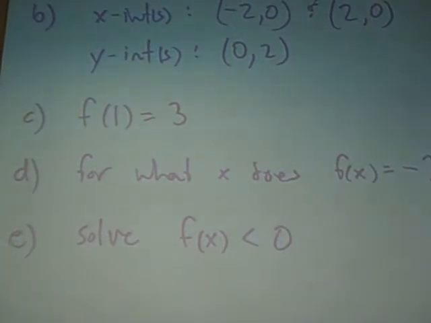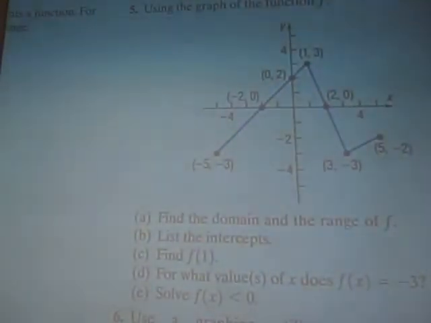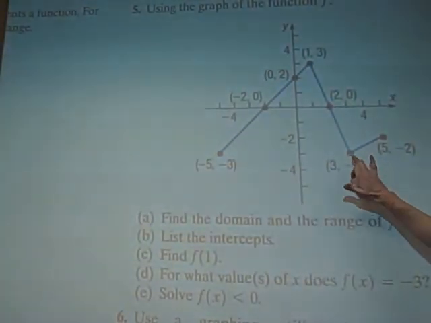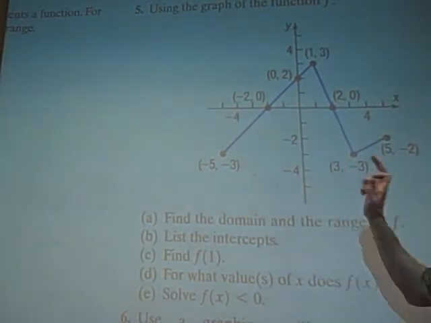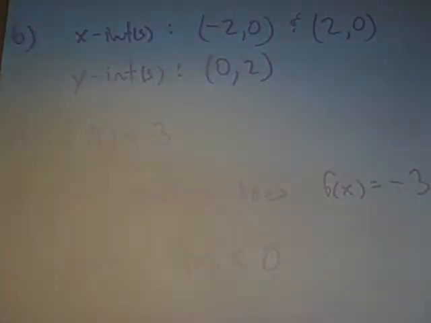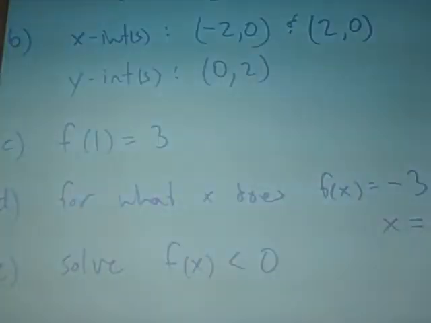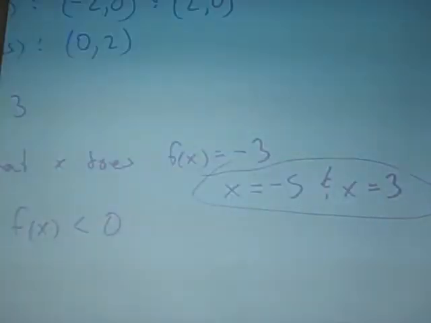Part D, it says, for what x does f of x equal -3? Well, the function is equal to -3 at 2 different points, so the answer would be -5 and +3 both. So x equals -5 and x equals +3. So both of these would be solutions here.